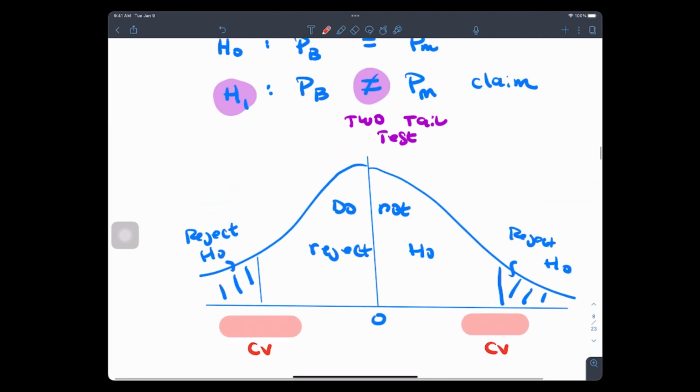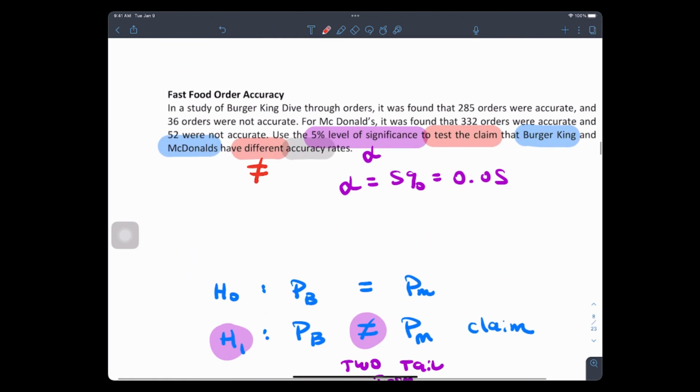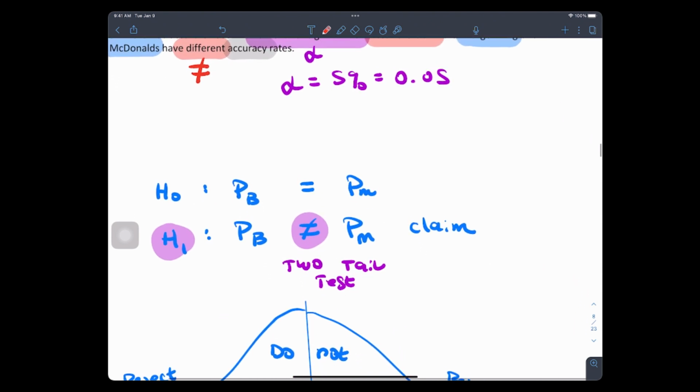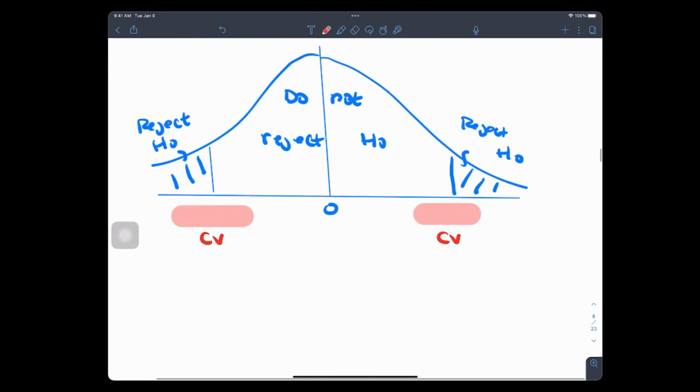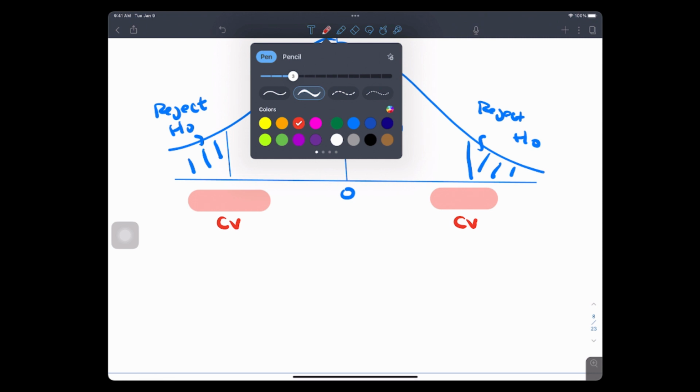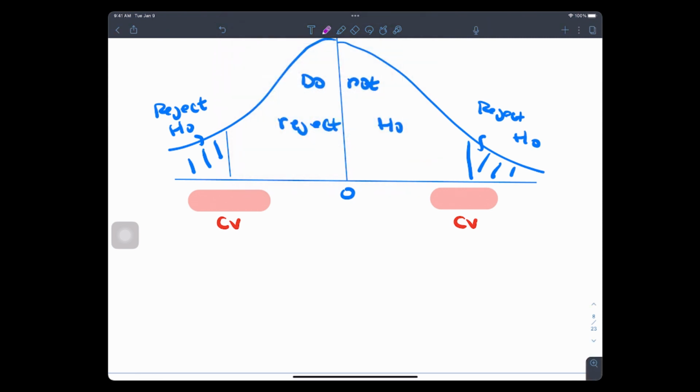Okay, now here's what we're going to do. Alpha is 5%. Is that right? So where does that go? If there's two tails, how much is in each tail? 2.5% here and what? 2.5%. And 2.5% is 0.025. Is that right?